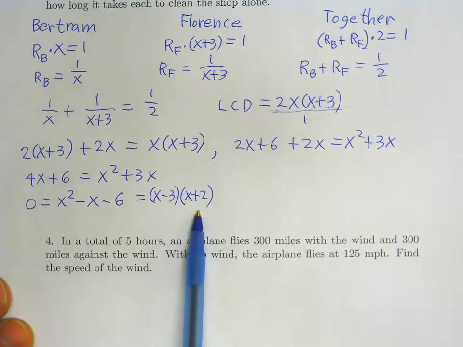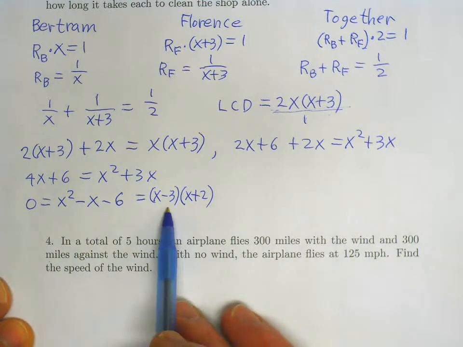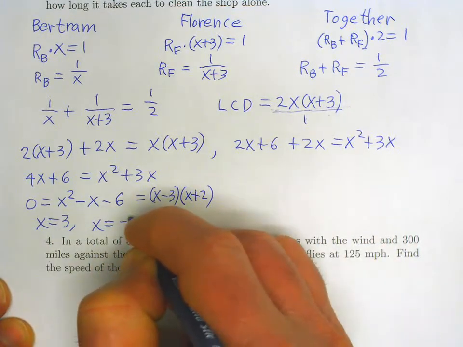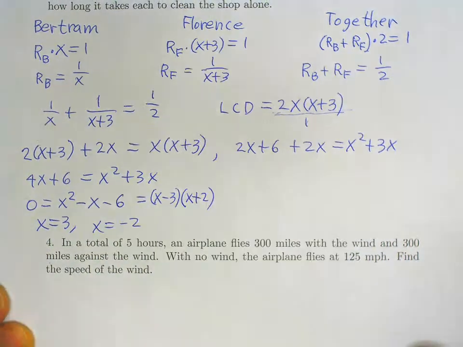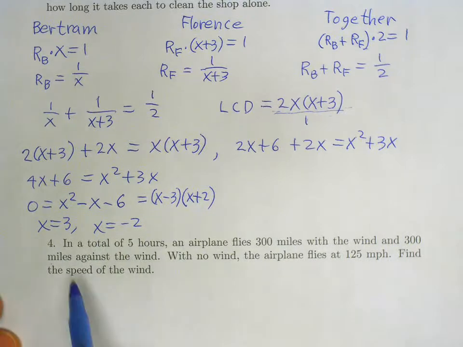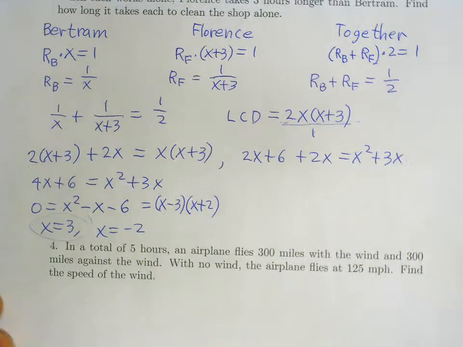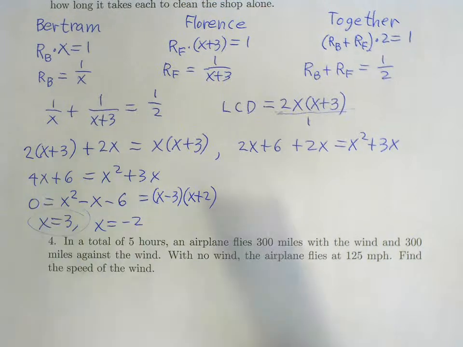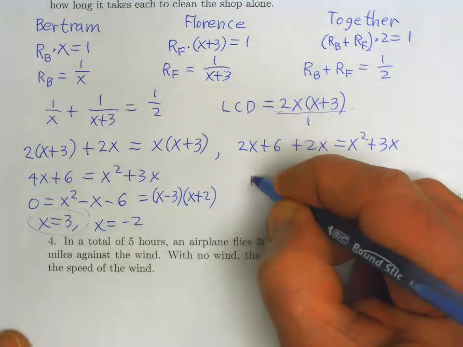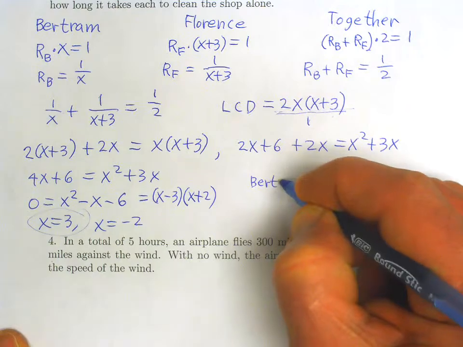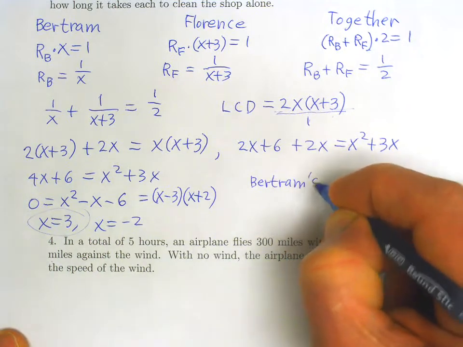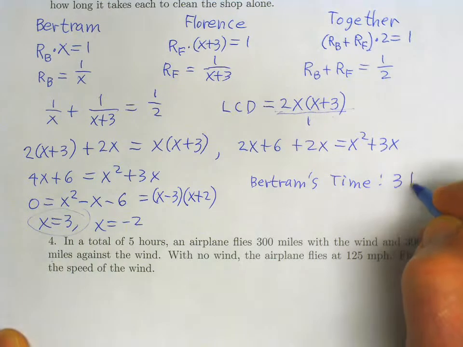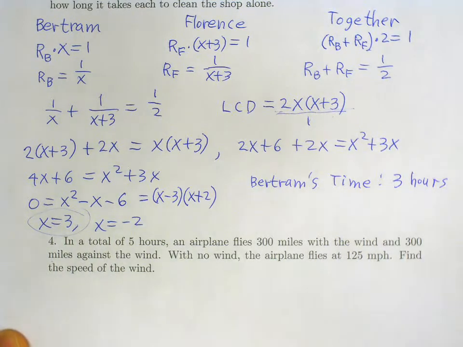This quadratic equation has two solutions. One is positive 3. The other one is negative 2. Okay, but in the context of the problem, the positive solution is the only one that makes sense. So x equals 3, that means Bertram's time is 3 hours. So in other words, it takes him 3 hours to clean the shop by himself.